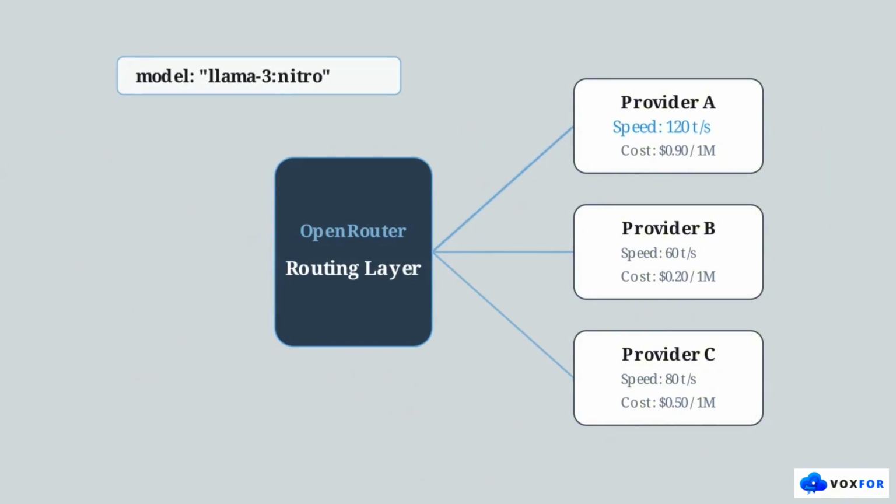Guide traffic with shortcuts. Appending :nitro routes your prompt to the provider with the highest tokens per second output. Swapping to :floor recalculates the path to the lowest cost provider for batch workloads.